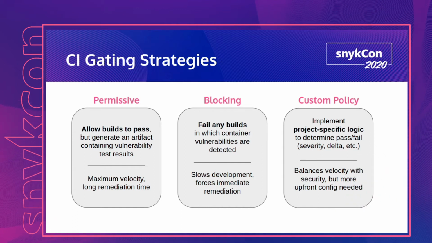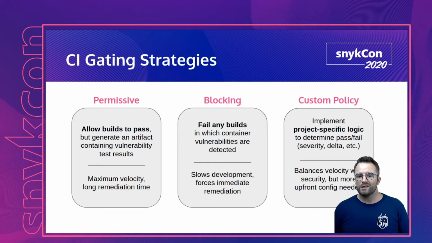At the opposite end of the spectrum, a blocking policy can ensure that any build in which container vulnerabilities are found will fail. This is likely to be an unpopular policy with developers because it minimizes velocity in exchange for maximum security, ensuring that every vulnerability must either be remediated or have an exception created before that release can be deployed.